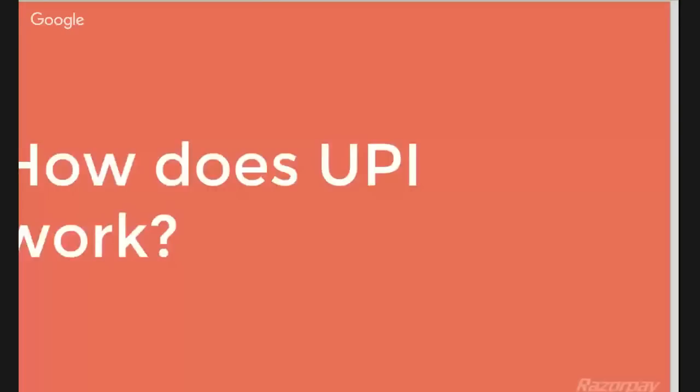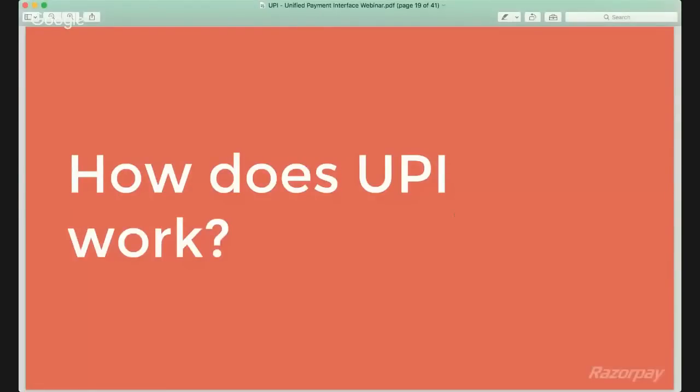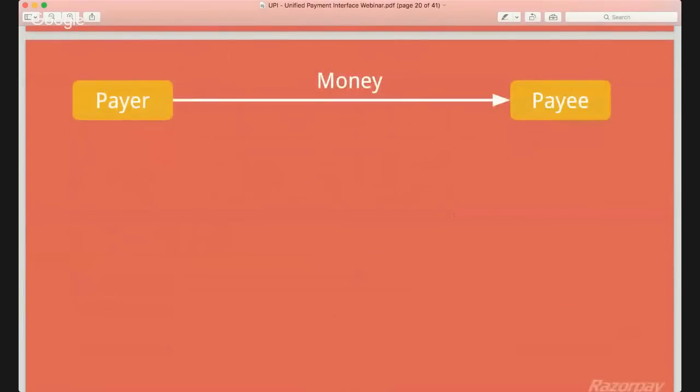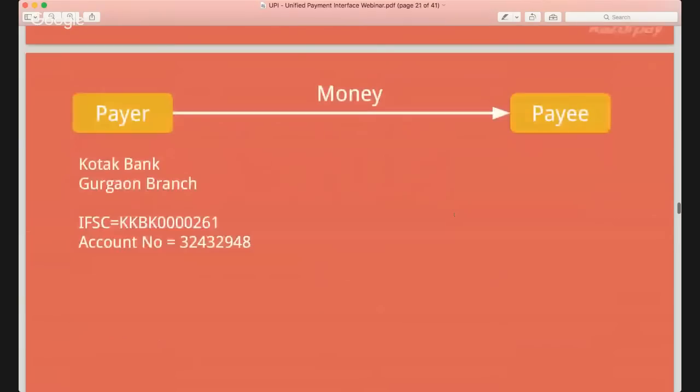Before you go into that, let's do a quick revise. UPI runs on top of IMPS. UPI involves multiple parties. The first party would be a payer and a payee. As I said earlier, let's think of UPI as a payment transfer method. There's someone who wants to pay money to somebody else. The payer wants to send some money to the payee. How exactly do they go about it?